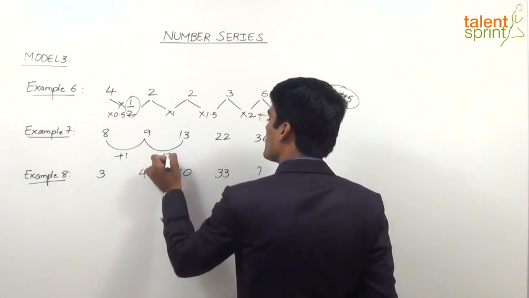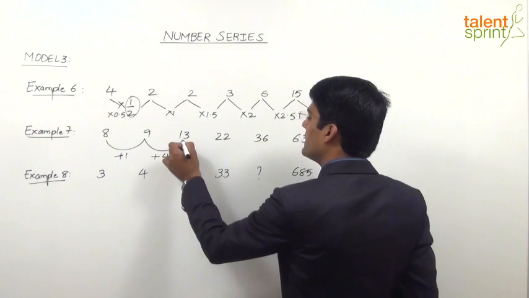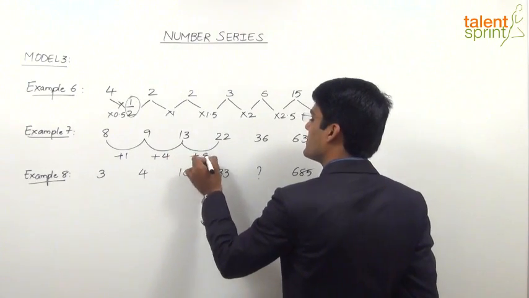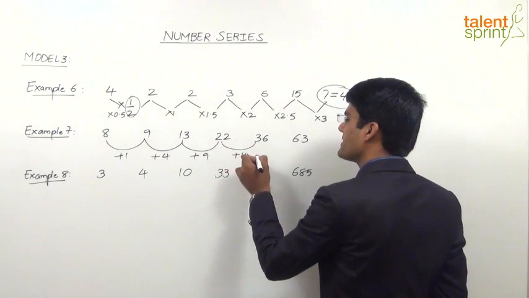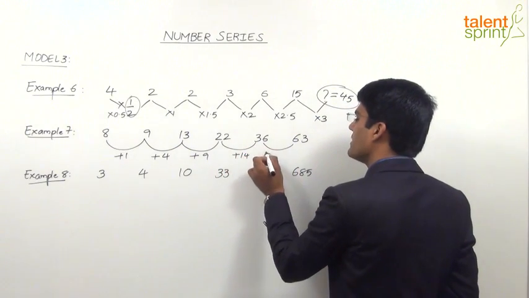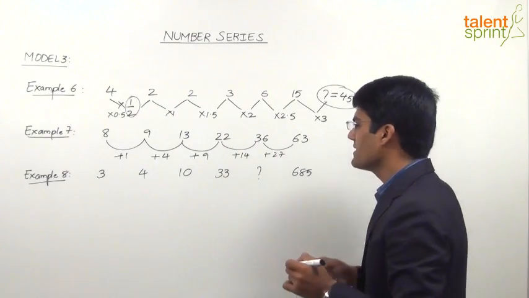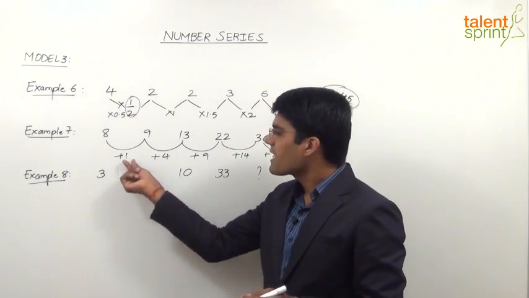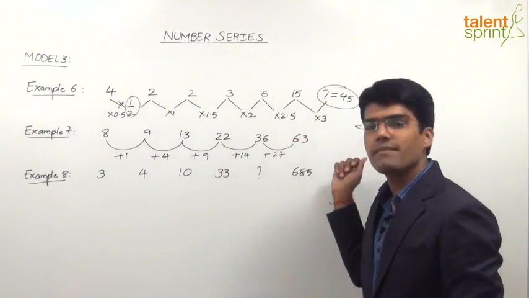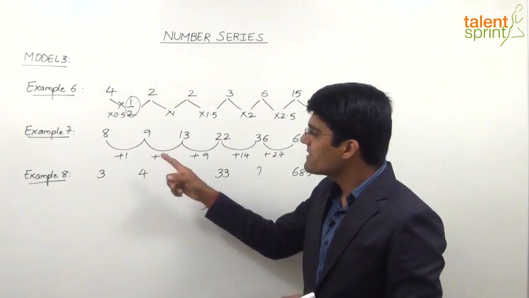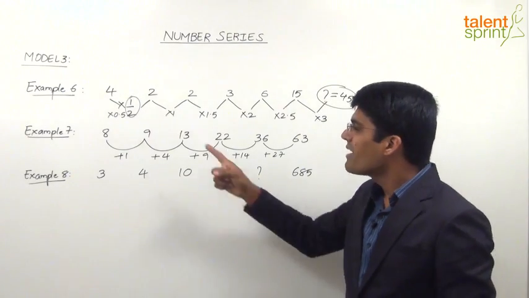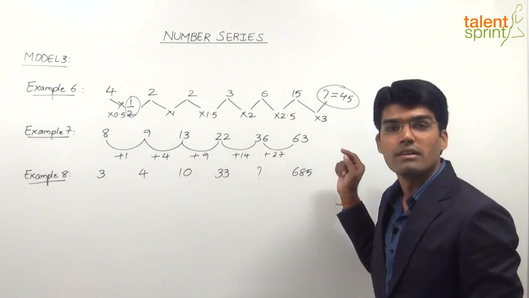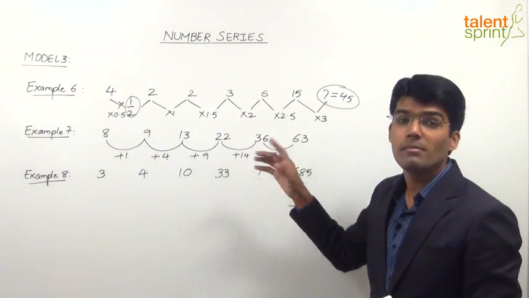9 plus 4 is 13. 13 plus 9 is 22. 22 plus 14 gives 36, and then 36 plus 27 gives 63. So if you observe, the differences here are 1, 4, 9, 14, 27 and so on. And it is pretty obvious that the differences here are not in a particular fashion. Why? Because one of the terms here is wrong, and hence two differences will be wrong.